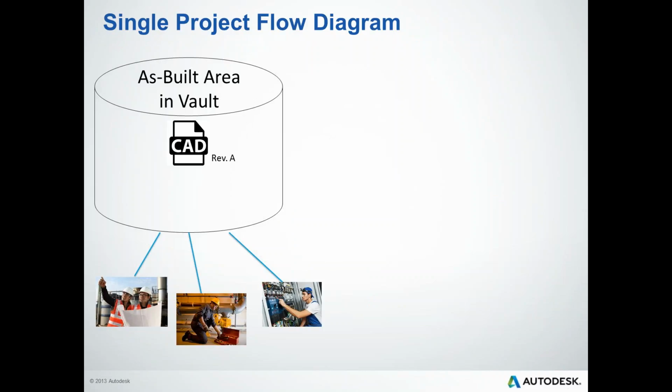And just to get an idea of the flow, my diagram here shows my vault, and it's my as-built area. We've got a CAD file in there. It's at revision A. So we've got a depiction here showing our maintenance, operation, and construction people maybe accessing that file read-only from Vault.